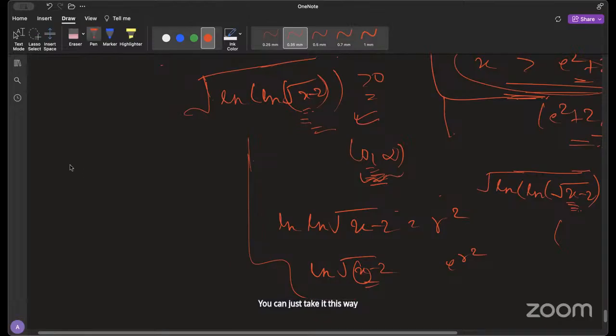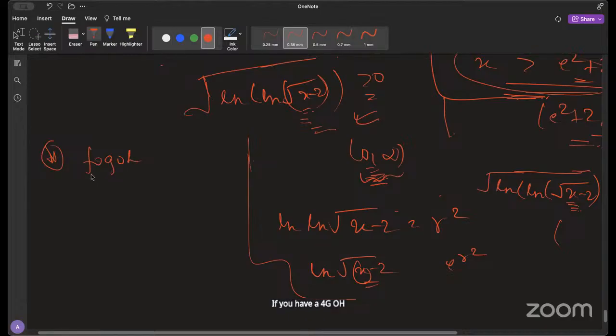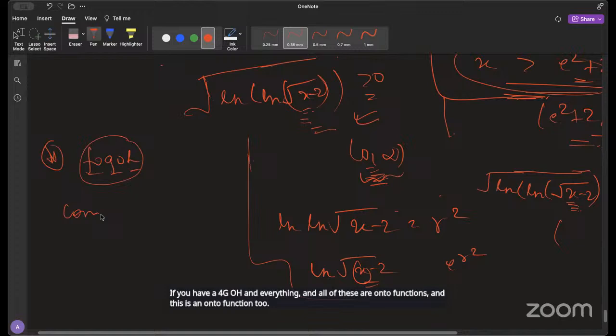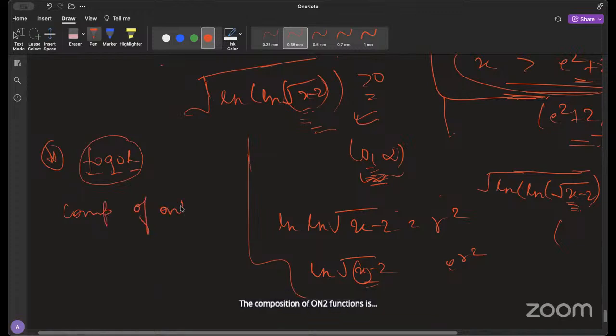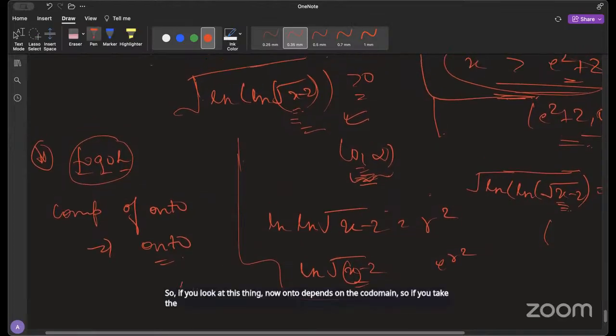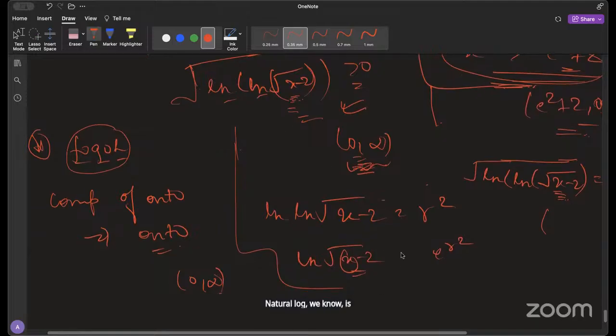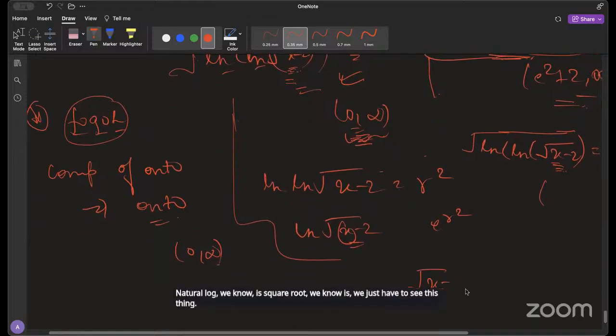So if you have a function, let me just write down this thing. If you have f, g, h and everything, and all of these are onto functions, and this is an onto function too. The composition of onto functions is onto, just like one-one functions. So if you look at this thing, now onto depends on the codomain. If you take the codomain to be from 0 to infinity, we know that this thing is onto from 0 to, is it natural log we know is, square root we know is, we just have to see this thing.